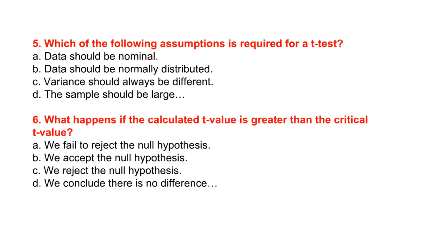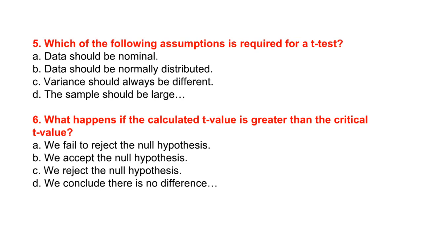5. Which of the following assumptions is required for a t-test? A. Data should be nominal. B. Data should be normally distributed. C. Variance should always be different. D. The sample should be large. Answer: B. Data should be normally distributed.